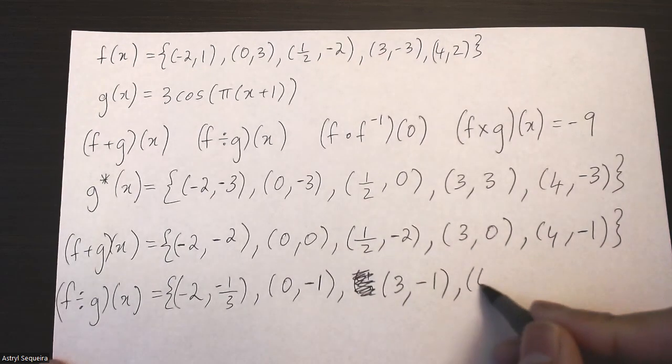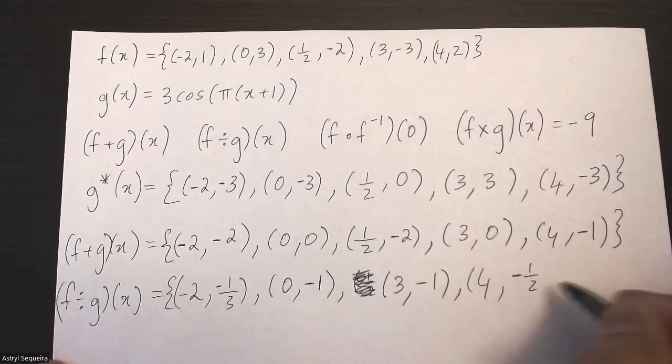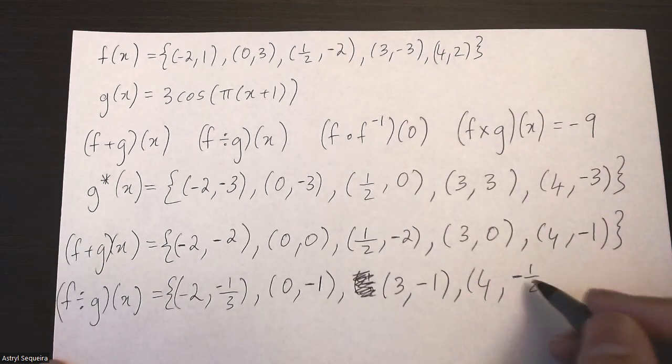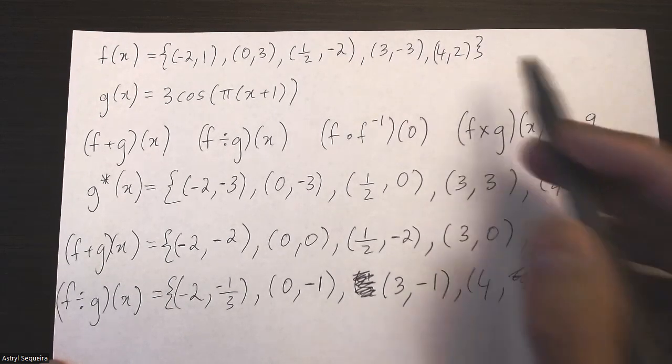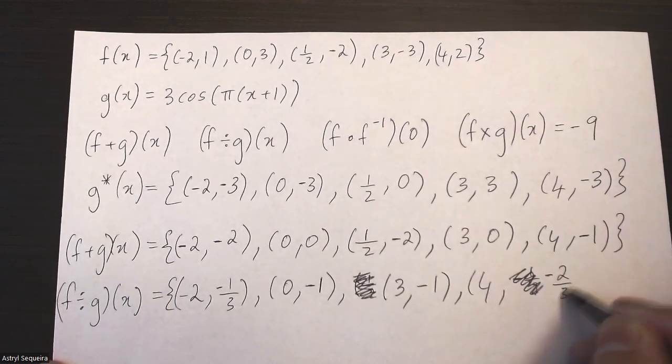And last point is 4. And 2 divided by -1 is just -1/2 or negative. Oh no, wait. 2 divided by -3. 2 divided by -3 is -2/3.